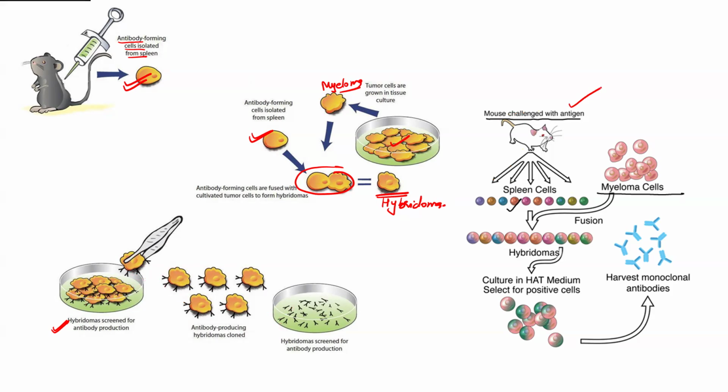Mouse is given the antigen exposure. Antibody formation is done. The B cell is isolated from the spleen. It is fused with the myeloma cells to form a hybridoma. And then we will culture them and they will start producing antibodies, which are only of one type. We will say monoclonal antibodies.